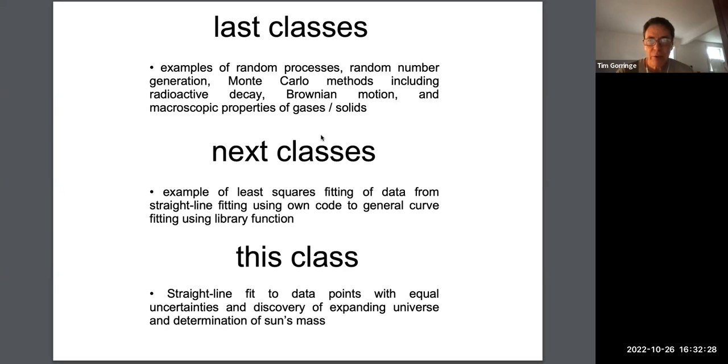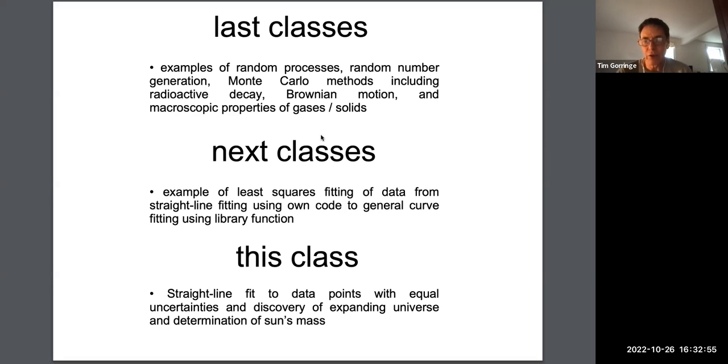Over the last couple of weeks, we've been working on one of our modules, which was random processes, random numbers, Monte Carlo methods, and we looked at a number of classic examples of those topics: radioactive decay, Brownian motion, macroscopic properties, solids, gases.